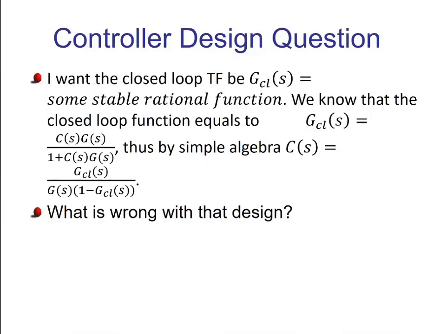The paradoxical answer here is that the plant is some transfer function, right? You'll find it in the first place, of course. And the desired closed loop transfer function. The controller depends on the transfer function of the plant and on the desired transfer function in closed loop.